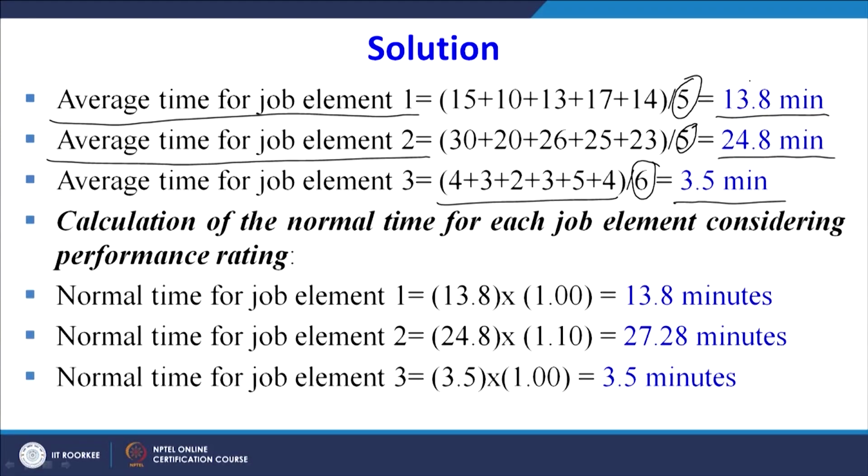Now calculation of the normal time for each job element. Average values are already given. So the normal time, or the basic time, is calculated by multiplying it by the rating factor. So 1 is coming because the rating factor is 100 divided by 100, so it is 1, so 13.8 into 1.